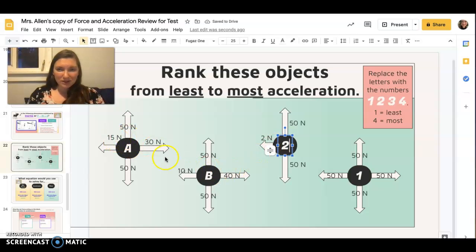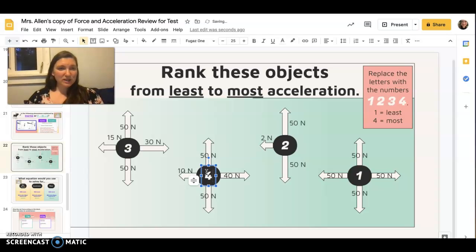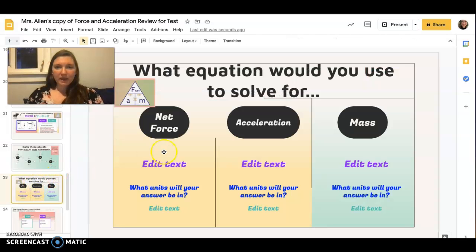Okay, so now we have to do a little tiny bit of math. So I have 30 newtons in this direction and 15 newtons in this direction for a net force of 15 newtons. Compared to this one where I have 40 newtons and 10 newtons for a net force of 30 newtons. So this is going to be 3 right here, and this is going to be 4. So again, looking at what is the net force that's going on here, when we do the math about it, which force is going to overcome the other?